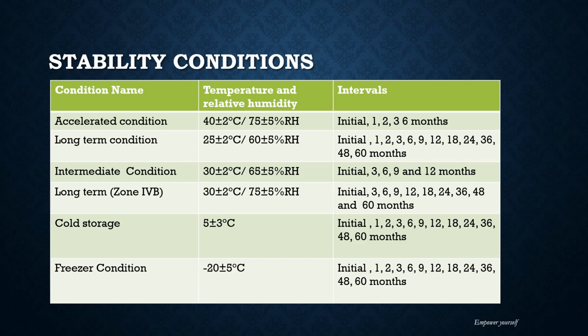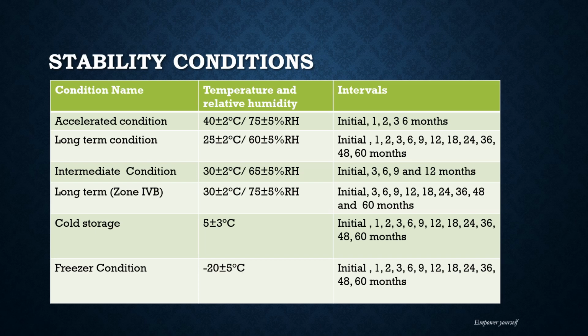So let us see the intermediate condition: 30 plus or minus 2 degrees, 65 plus or minus 5% RH. The temperature is maintained, and here go the intervals: initial, 3, 6, 9, and 12 months. Usually, based upon the type of the product, the type of the zone, and the distributing area, the intermediate condition can be initiated, withdrawn, or neglected.